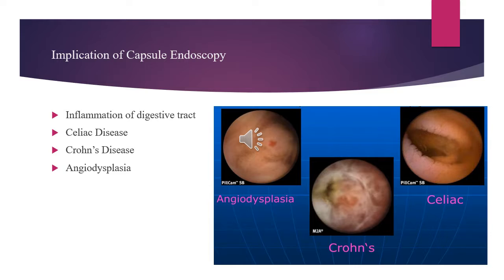Crohn's disease, which is also a disease of the small intestine. Also celiac disease. Now on the right hand side we can clearly see the diseases named angiodysplasia, Crohn's disease, and celiac disease.